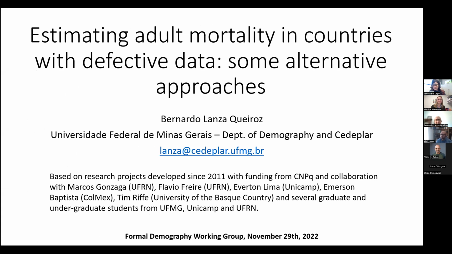So I'm talking a little bit about estimating adult mortality when we have defective data, and I'll talk more about a few types of methods and give some examples for the case of Brazil and an African country, Mozambique. And this is related to work I've been doing with several people over the past few years.